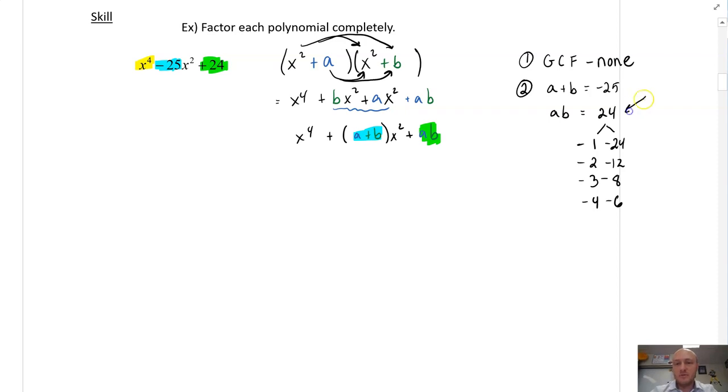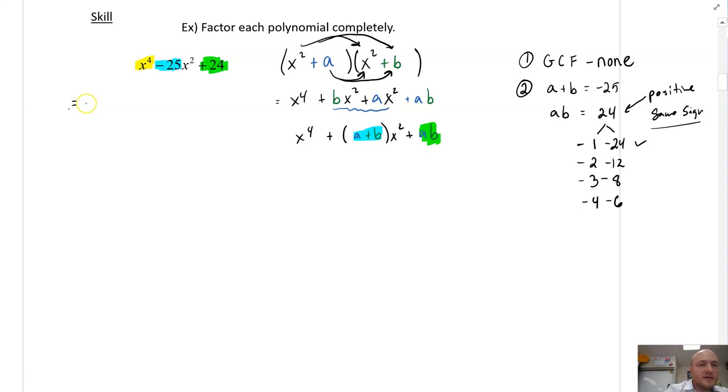So when this term is positive, when your AB is positive, that just means that these are the same sign. Okay? So which of these add up to be negative 25? And that is negative 1 and negative 24. Let's go ahead and rewrite our trinomial.